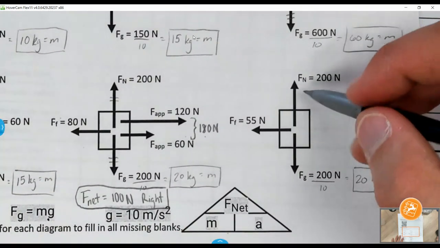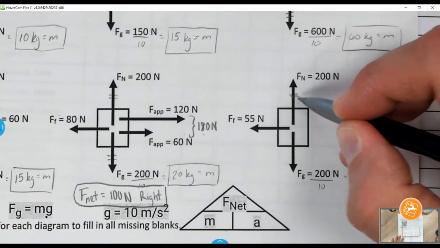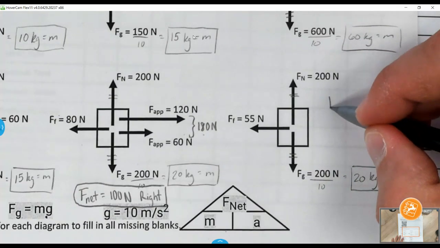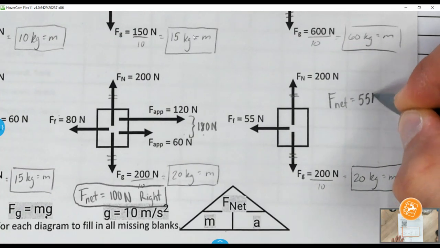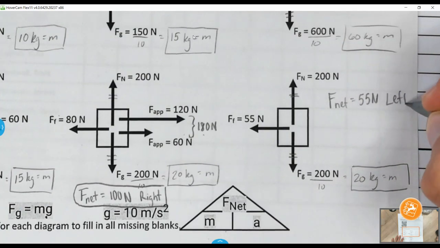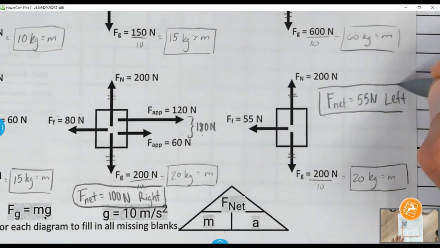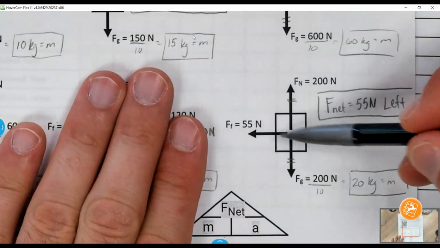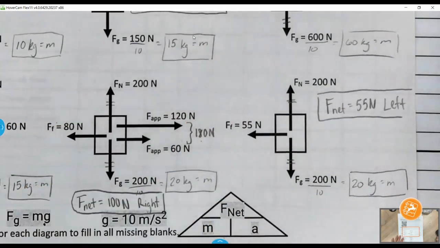And the final, top and bottom, balanced, with the equal sign through them. Yep, because that's the only other force left. That is your F net, 55 newtons to the left. Right? Because the top and bottom are balanced, so this 55 is the only force left over, and it is going to the left, so that would be the full net force.